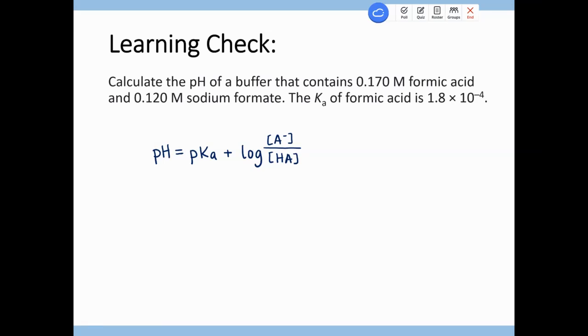I'll give you all a couple of minutes to at least plug in values. Identify what the acid is and its concentration, identify what the base is and its concentration, and how to calculate pKa. Try working on this for a little bit, and then we'll, of course, go through it together. If you finish, go to the next slide. There's another Henderson-Hasselbalch question.